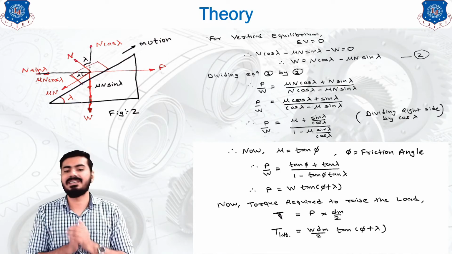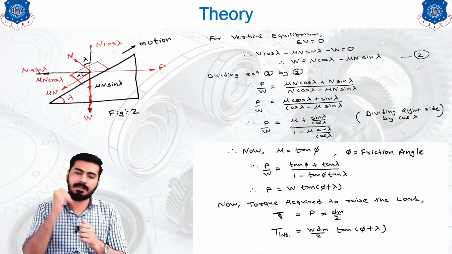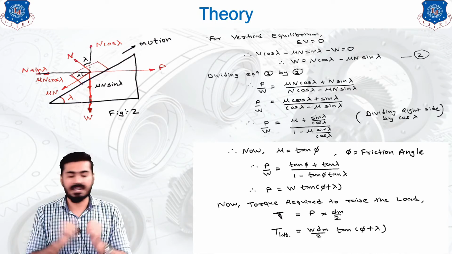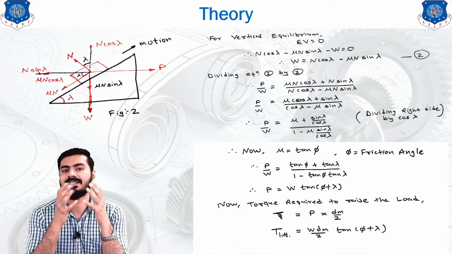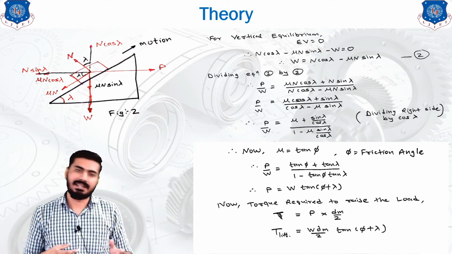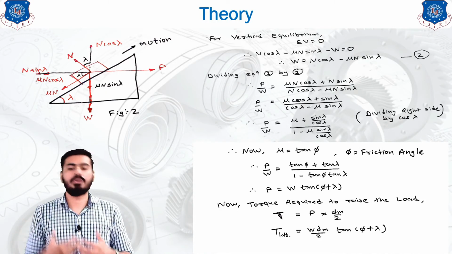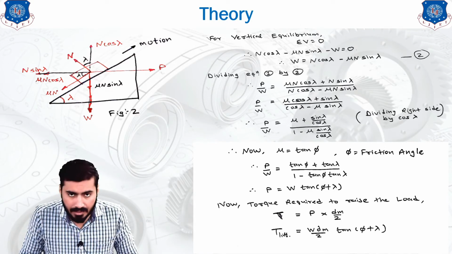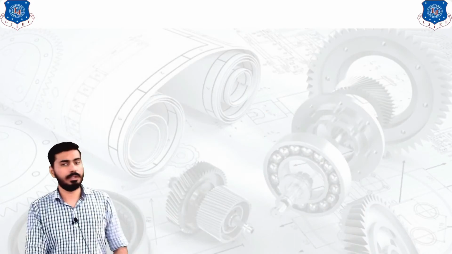The torque required to raise the load is T, which equals force into radius, and the force is P, and we have the value of P and the value of the radius, that is dm by 2. So the torque required to lift the load is given by this formula, W into dm by 2 into tan of phi plus lambda. So that was the derivation of the torque which is required to lift the load.